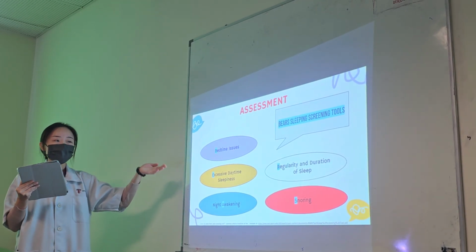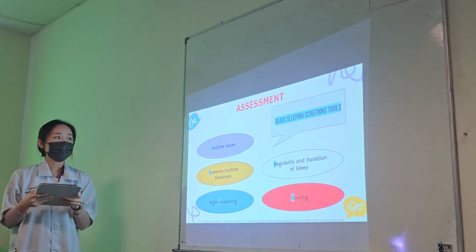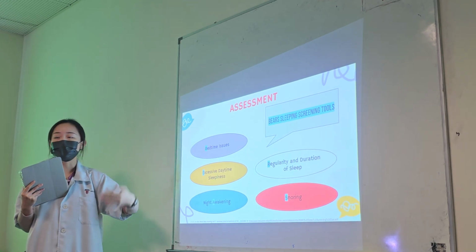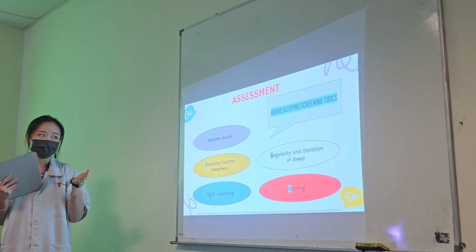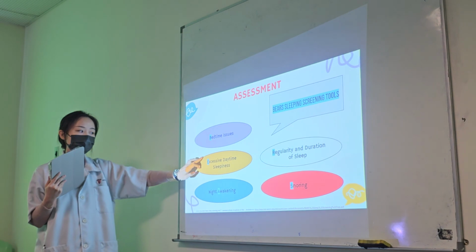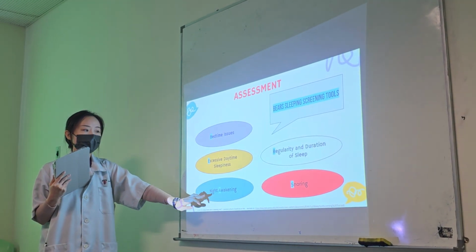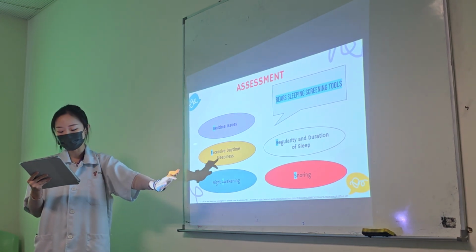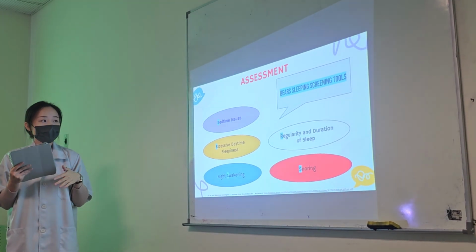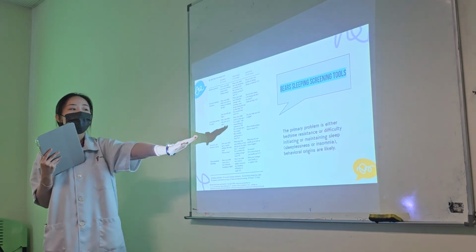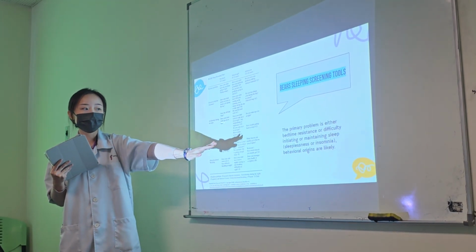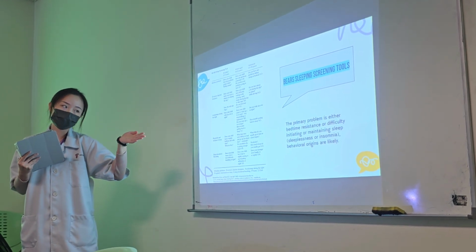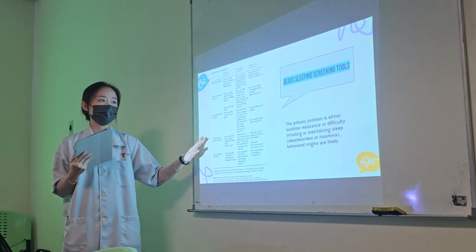And in assessing sleep problems in children, we can use the best sleeping screening tool by asking about 5 sleep areas, which include bedtime issues, excessive daytime sleepiness, night awakening, regularity and duration of sleep, and lastly snoring. So next, if the primary problem is either bedtime resistance or difficulty initiating or maintaining sleep, then the most likely cause will be behavioral sleep disturbances.